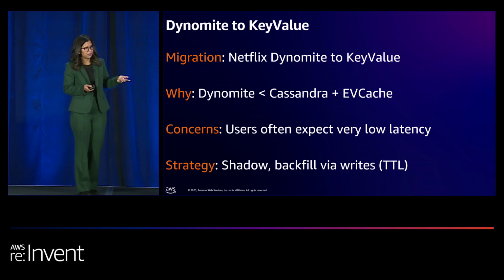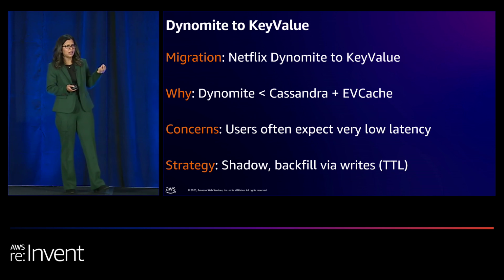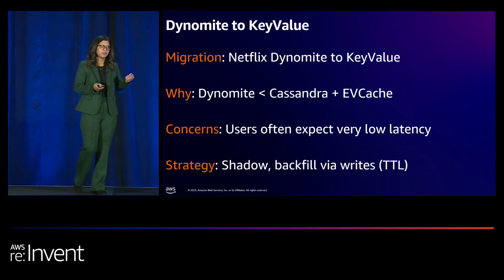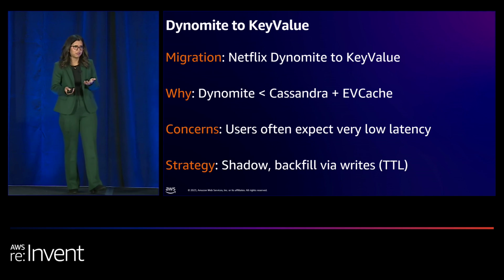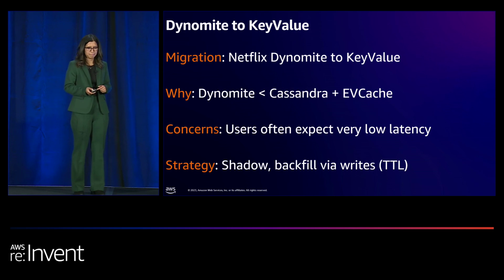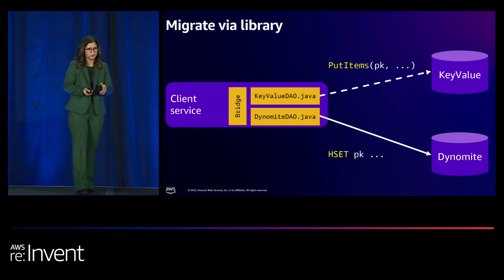We used shadow reads and writes to carry out the migration, and also all of the data is marked with TTL, so we didn't have to copy the data from the old database to the new one as part of a backfill. We just decommission the cluster once the data has reached its TTL. This migration was carried out via a library, where the library takes care of writing to key value and Dynamite at the same time.